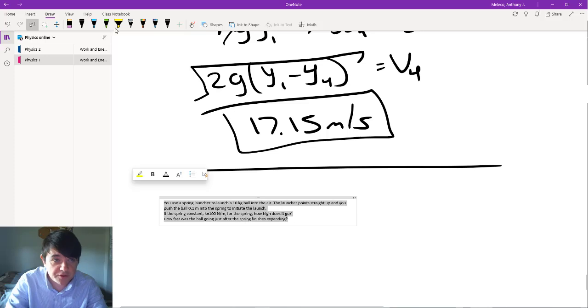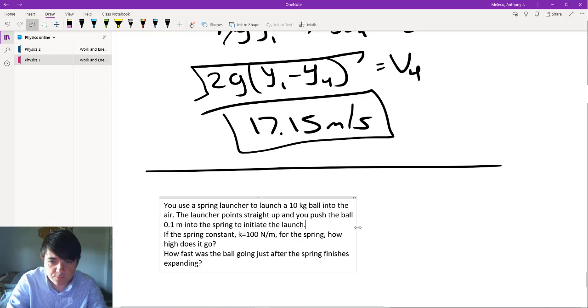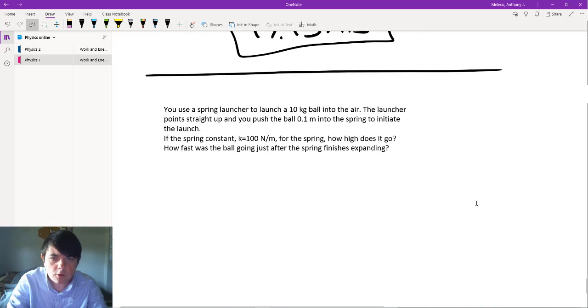So this next problem does use a spring because I want to show you guys how springs work. Okay, how spring potential works. You use a spring launcher, and this problem is decently complicated, so let's spend some time on it. You use a spring launcher to launch a 10-kilogram ball into the air. The launcher points straight up, and you push the ball 0.1 meter into the spring to initiate the launch. If the spring constant is K equals 100 Newton per meter for the spring, how high does it go?